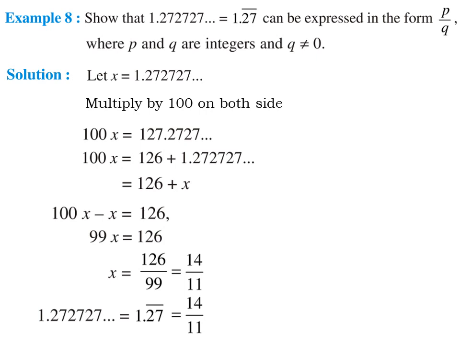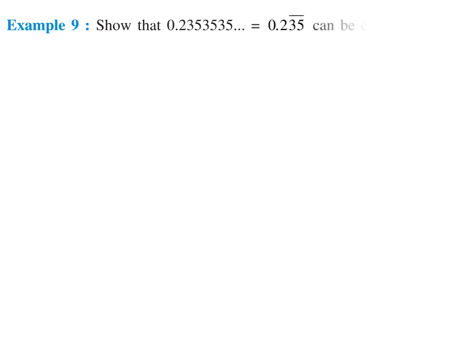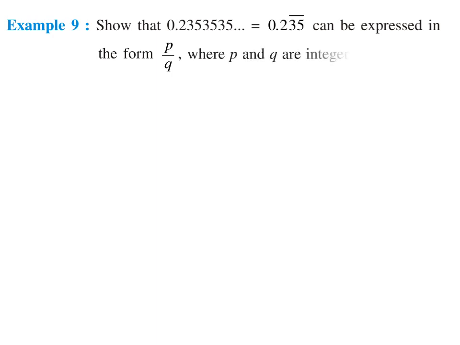Now again, discussing one more example, so you can clear the concept of how you can represent any non-terminating recurring decimal expression in a P by Q form. So let's discuss the next example. Example number 9: show that 0.2353535 infinite times, or 0.235 bar, can be expressed in the form P by Q, where P and Q are integers and Q not equal to 0.